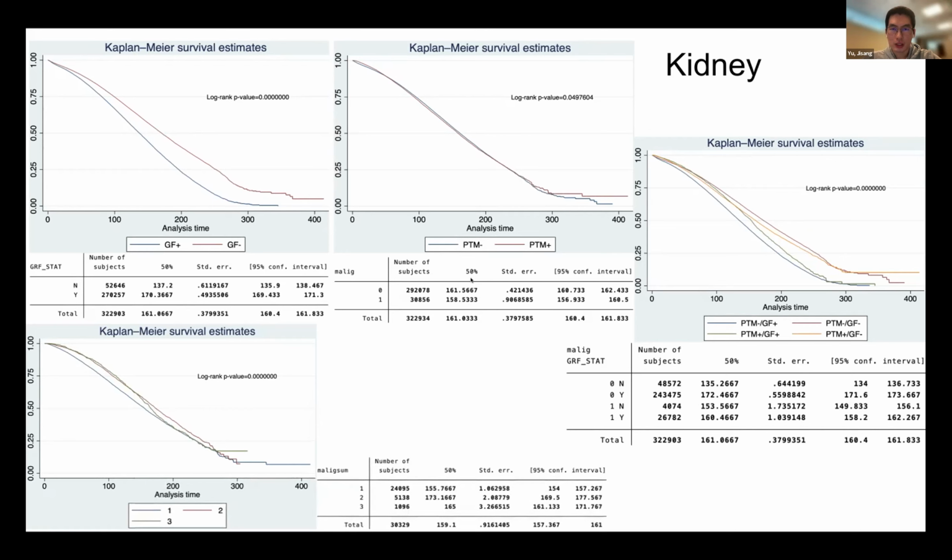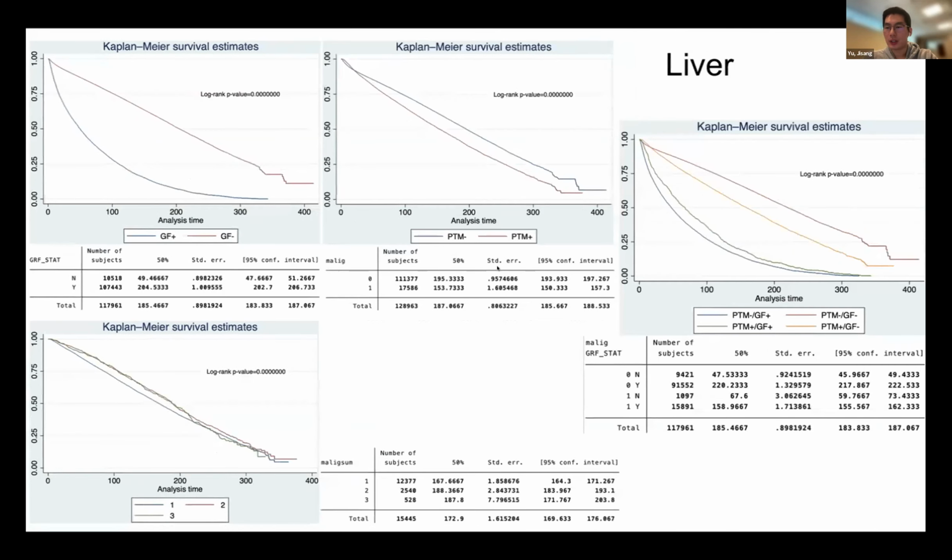The trend has changed in kidney. I didn't see that. So with malignancy, there is poor survival outcome, right? What is unique about kidney to explain this? Let me show other organs first. In liver, it's totally reversed. Wow. In liver transplantation, graft failure affects lower survival, but PTM positive also has low overall survival. So similar to kidney type.